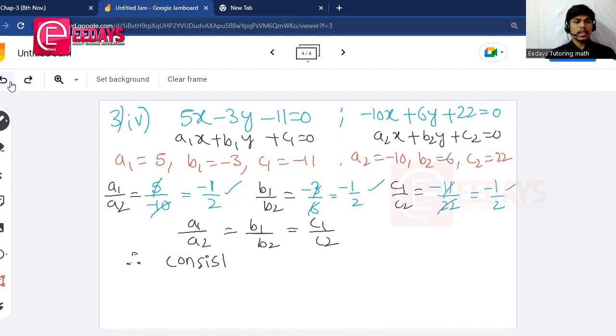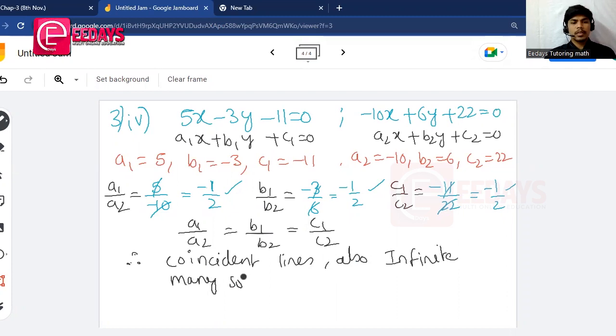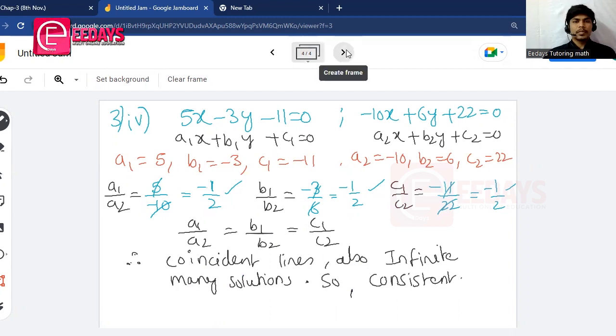Okay, sorry. First, we just write it like coincide. Pair of linear equations coincide. Coincident lines. Also, how many solutions? Infinitely many solutions. So it is consistent. I hope you understand. That's it.